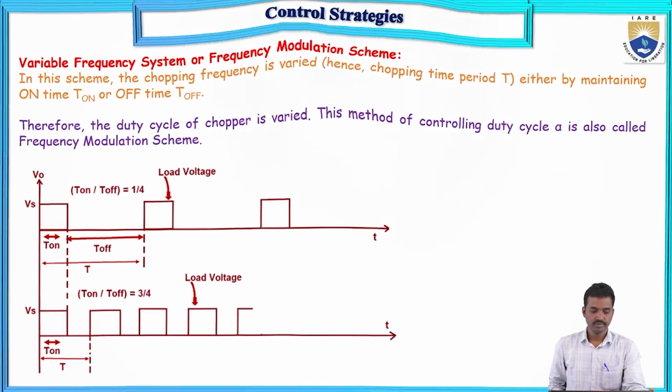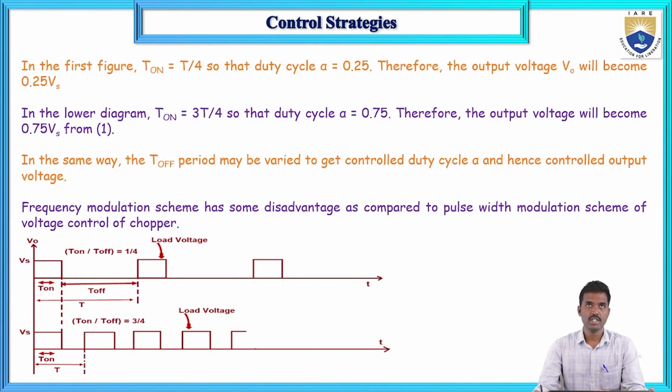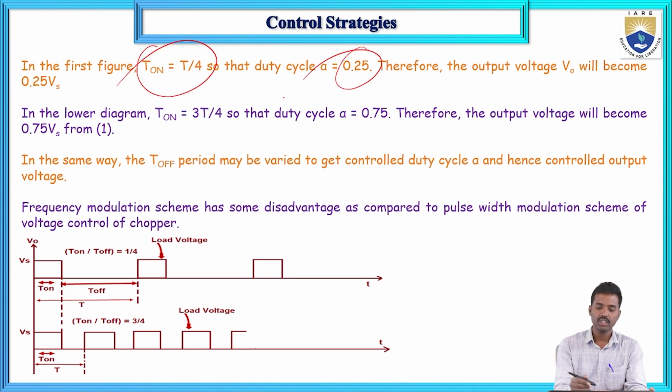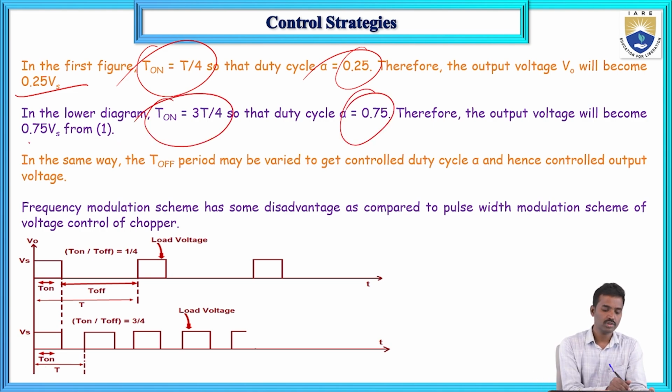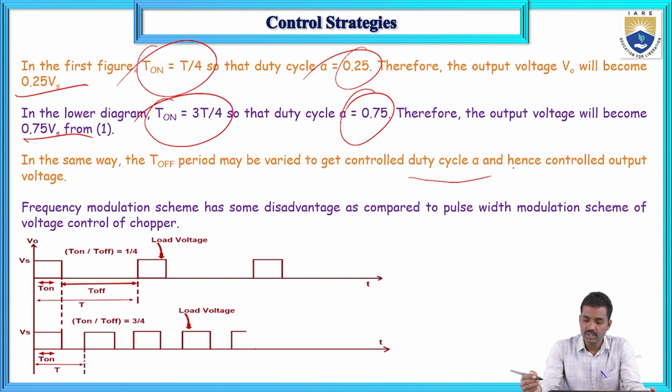And now in this case, same. So T on is 1 by 4, so the duty cycle is 0.25. So the output voltage will be 0.25. So now here T on is 3T by 4, so the duty cycle is 0.75. So that is 0.75 volts output voltage. So here T off may be varied to get the duty cycle and hence the output voltage control.